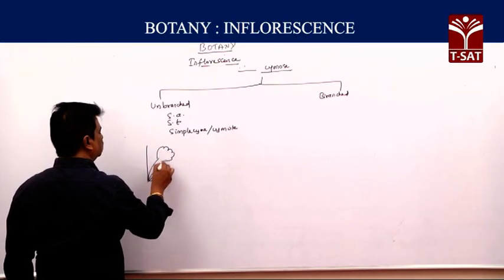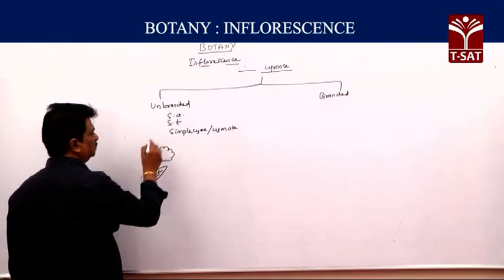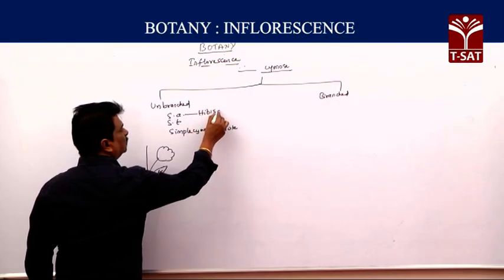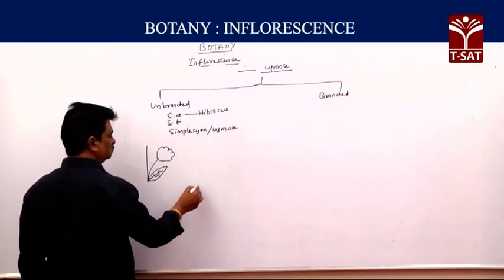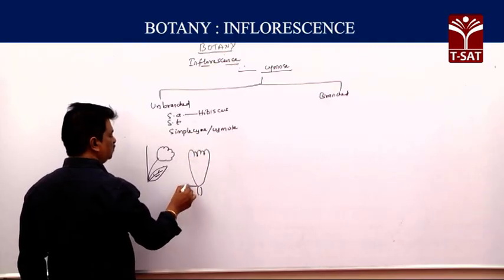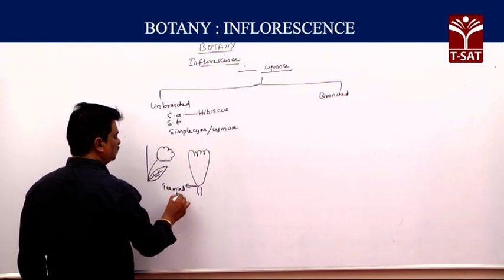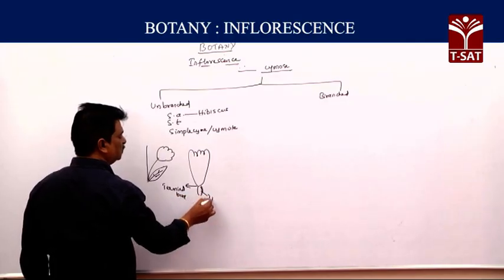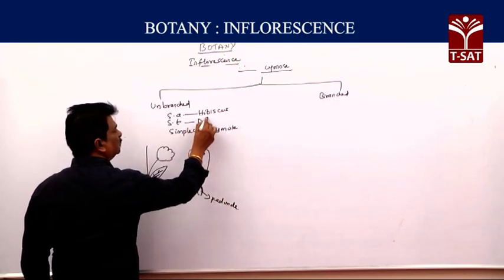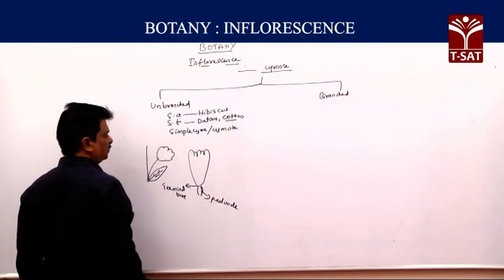Solitary axillary, in which the axillary bud ends with a flower. If the axillary bud ends with a flower, it is called solitary axillary. Example, hibiscus. And the second one, solitary terminal, in which the terminal bud ends with a flower, so rightly called solitary terminal. Examples for solitary terminal, datura and cotton.